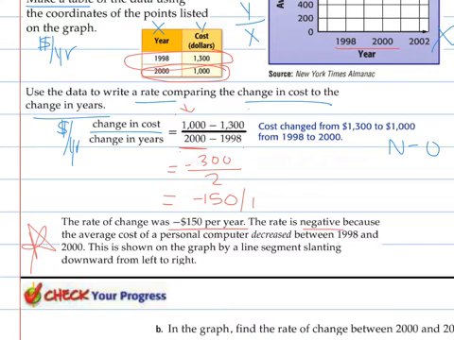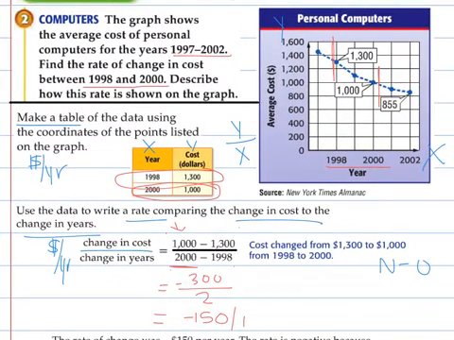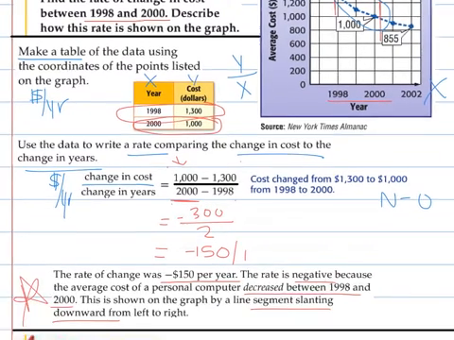That means it's negative because the average cost of a personal computer decreased in that time frame, and this is shown on the graph because the line segment is slanting downward left to right. So we could have assumed, oh, right here, we see that the cost is going down left to right, so it's probably going to be a negative change.